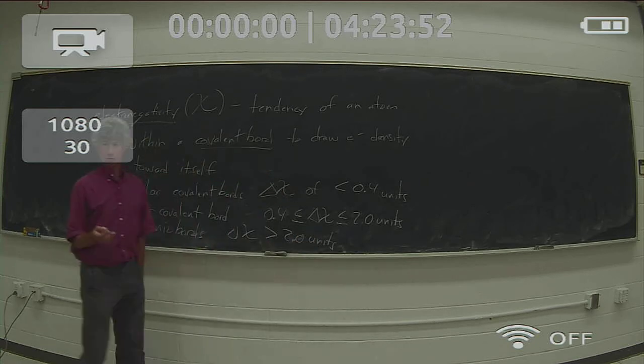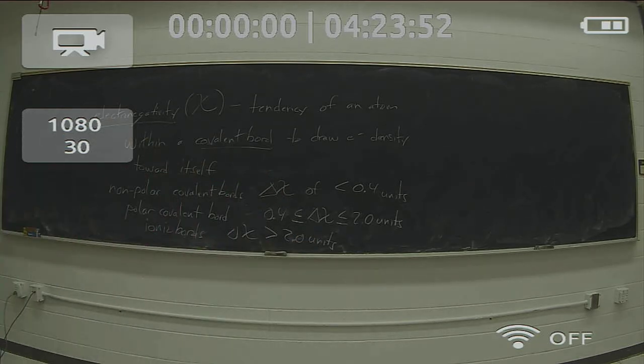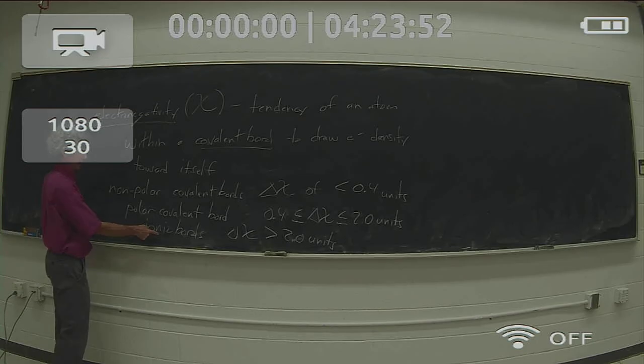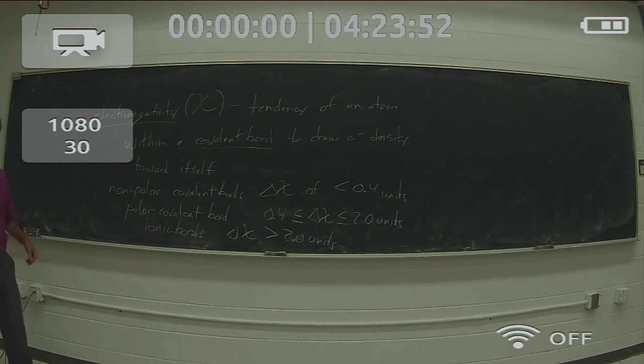And since metals generally have very low electronegativities, in most cases a metal combining with a nonmetal is going to have a difference in electronegativity of greater than 2 units, and therefore form an ionic bond rather than a covalent bond, with electron transfer instead of electron sharing.